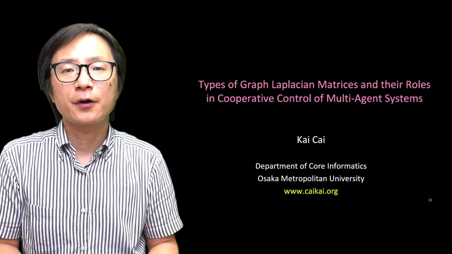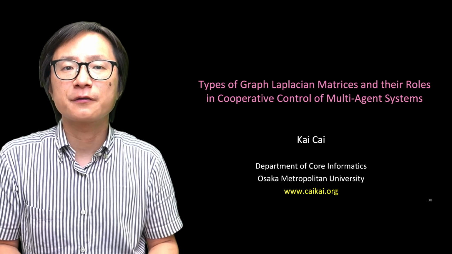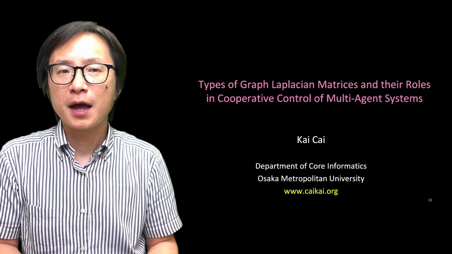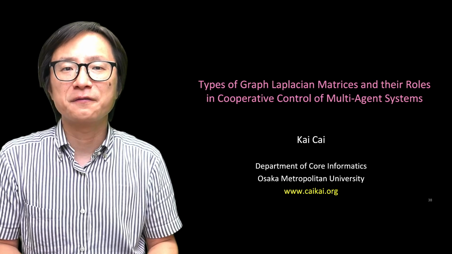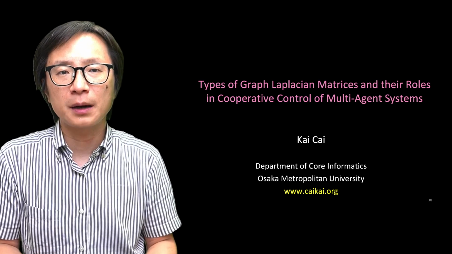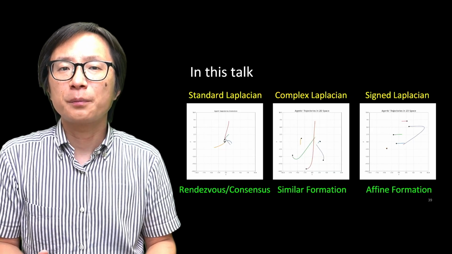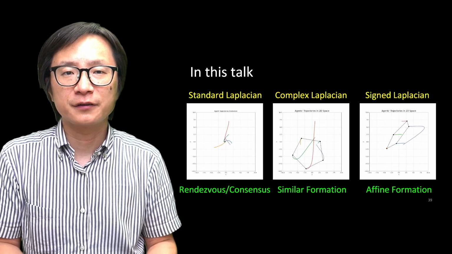In this talk, I'm going to introduce different types of graph Laplacian matrices and explain how we can use them to connect the dots of different cooperative control problems in multi-agent systems. This is part 3, the last part of this talk.